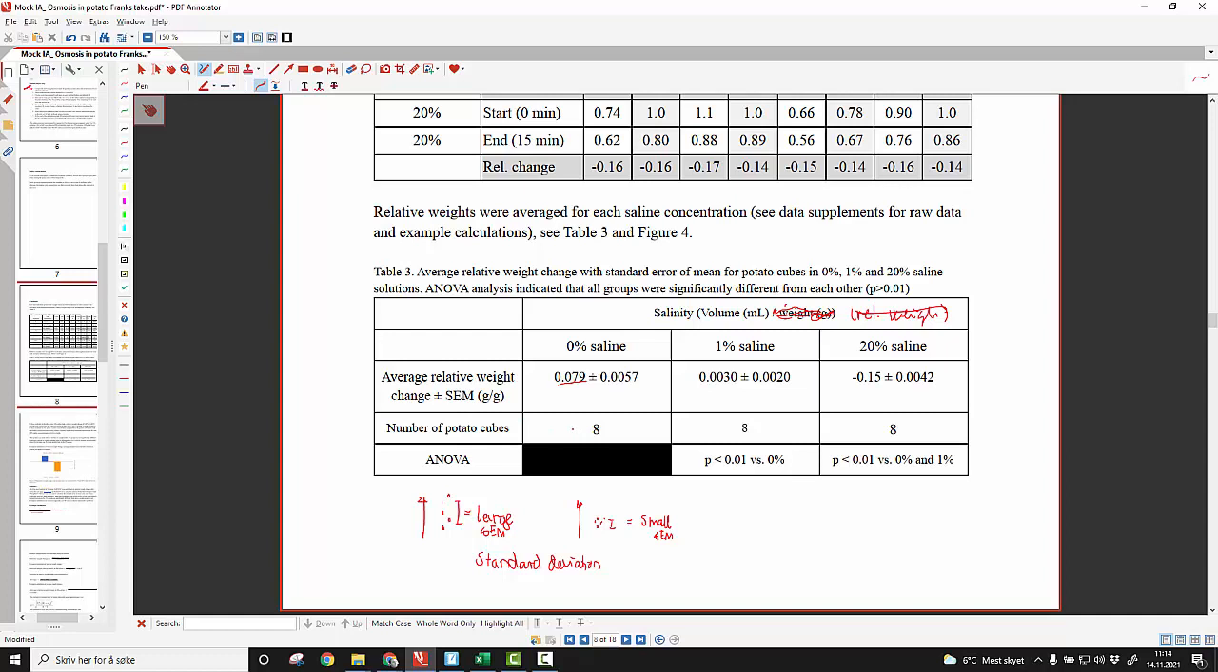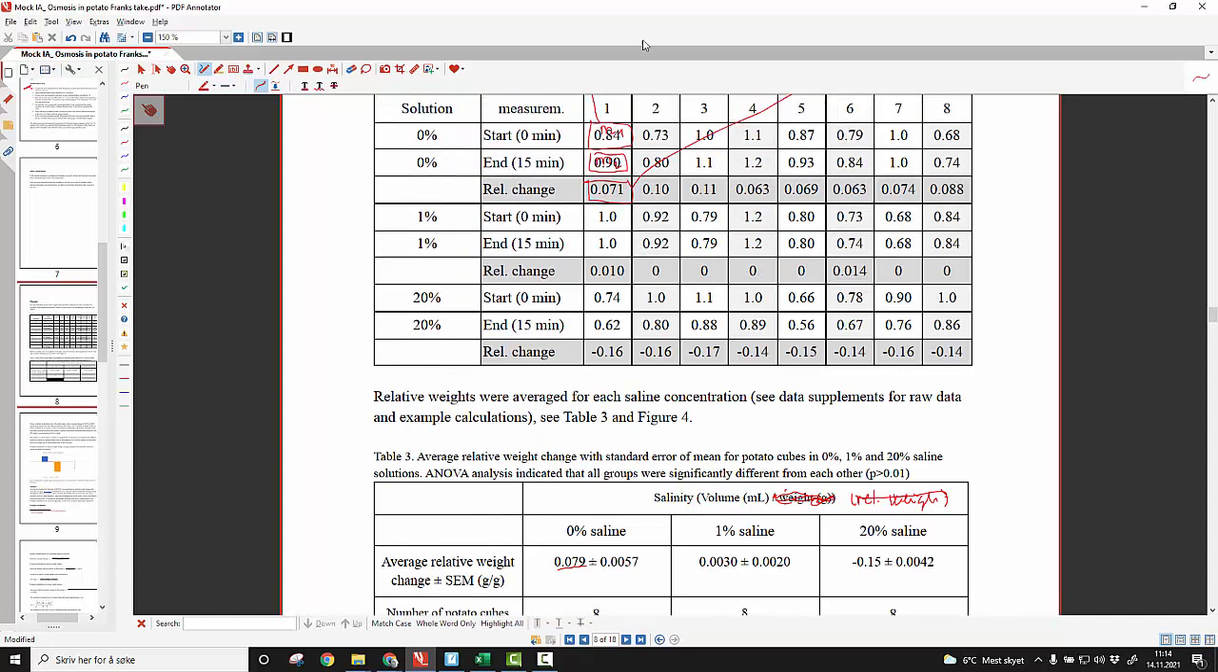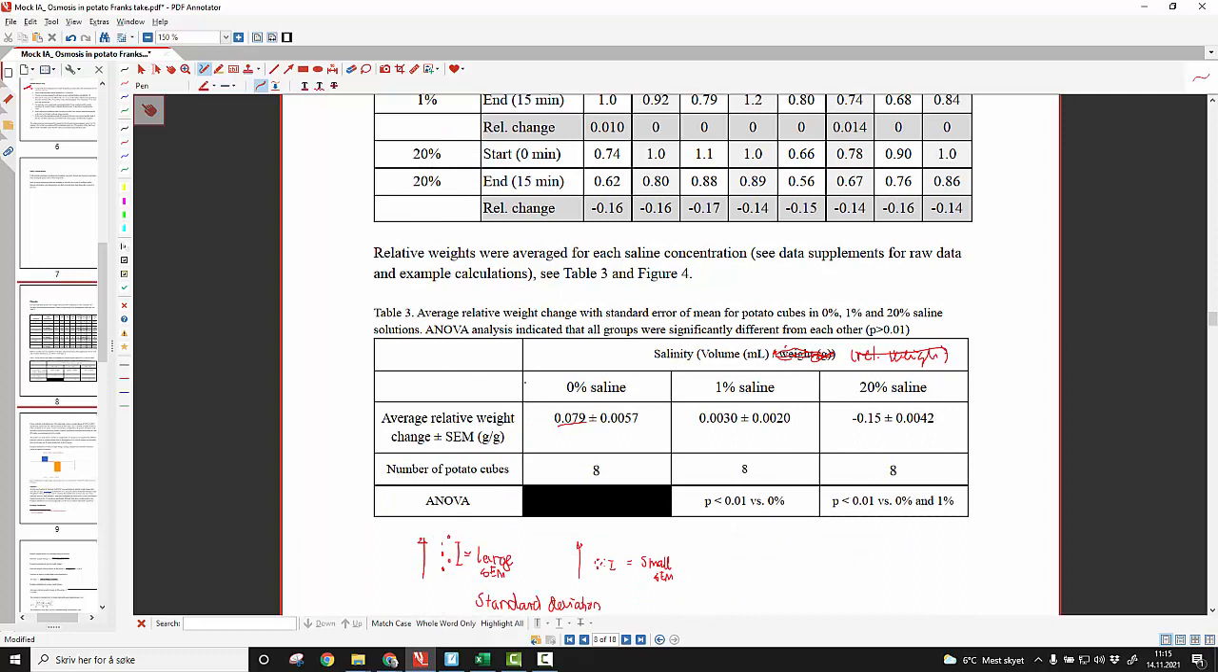Then in the next row, we have the number of potato cubes. So remember the flowchart, that there were 8 cubes in each experiment, or we can see it here also. 1, 2, 3, 4, 5, and then 8. That's a good thing to have in the main data table, because the number of measurements is very important for the statistics. The more measurements, the better the statistics. So many examiners often look more at this than, for example, the values.